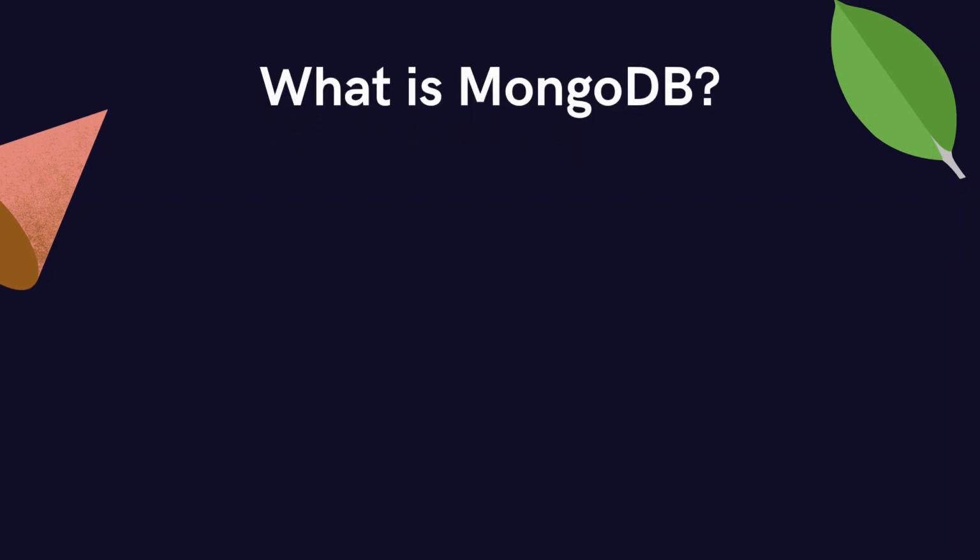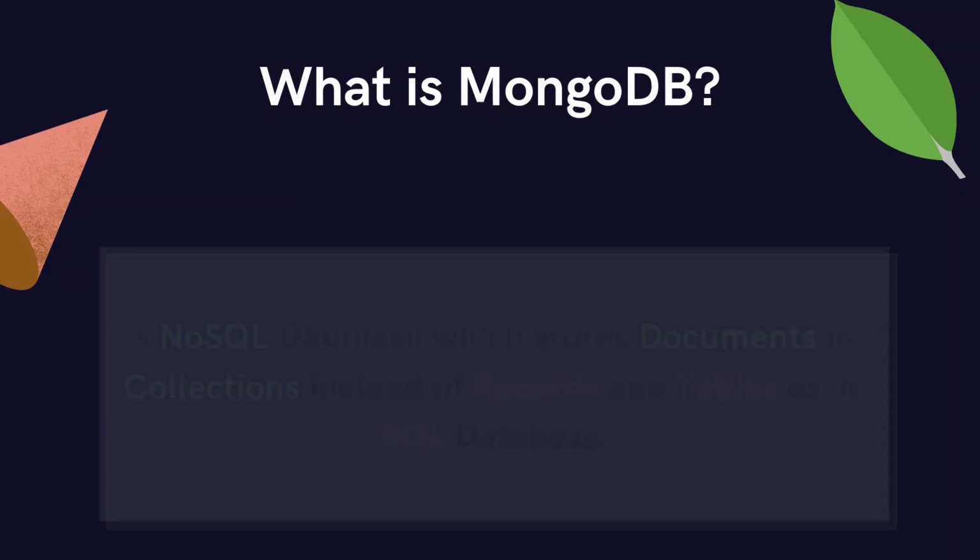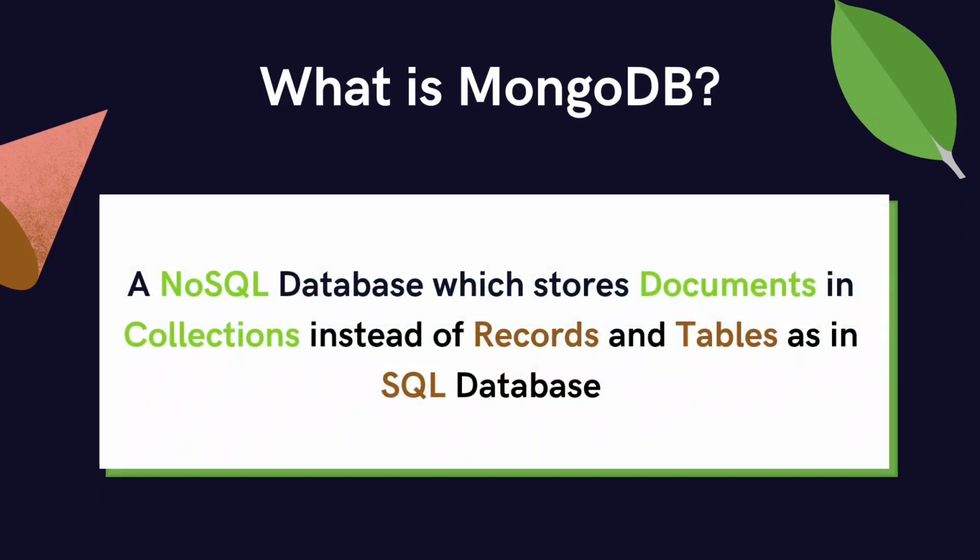First, we will use MongoDB as the database to store all of the books inside the application. But what is MongoDB? MongoDB is a NoSQL database which stores documents in the form of collections instead of records and tables as in the SQL database. If you are coming from the SQL backend, MongoDB stores the documents in collections instead of records in tables. A collection is just a collection of documents, or you can say a collection of records, and each document is based on the JSON or BSON format as well.